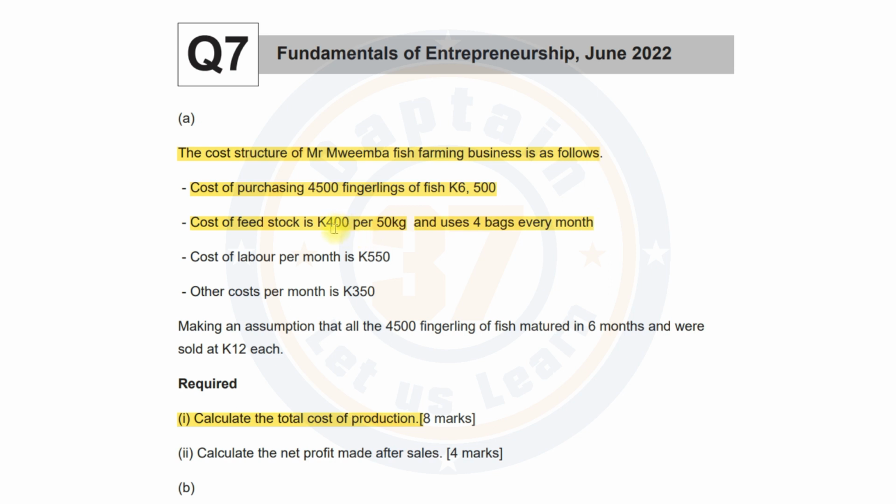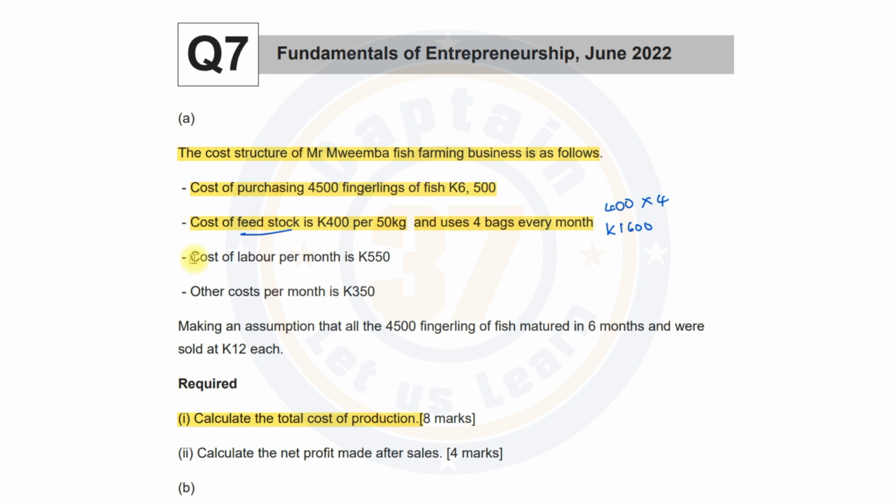It's 400 kwacha per 50 kg and he uses 4 bags every month. So that means that each month, if he uses 4 bags, we are going to take note of this particular information here. It's going to be 400 multiplied by 4. So it means that every month with regards to feedstock, Mr. Mwemba spends 1,600. Take note of that. That's a very interesting piece of information.